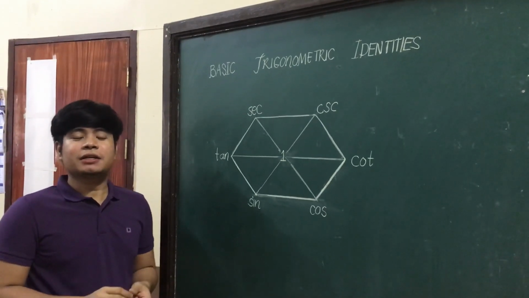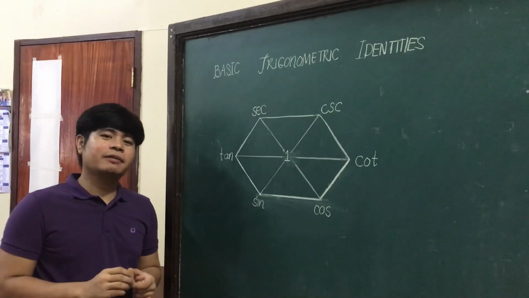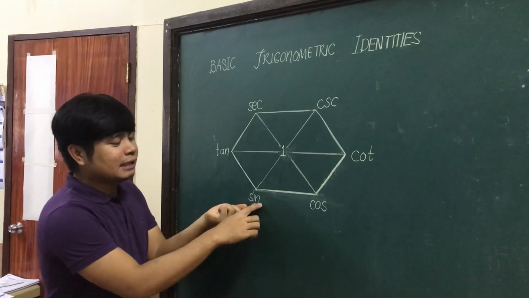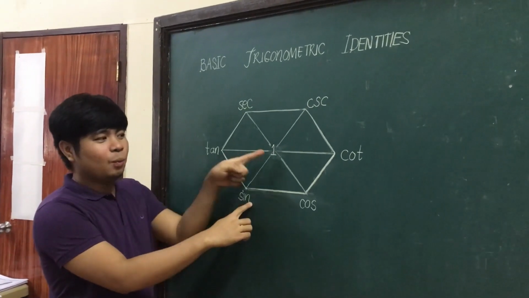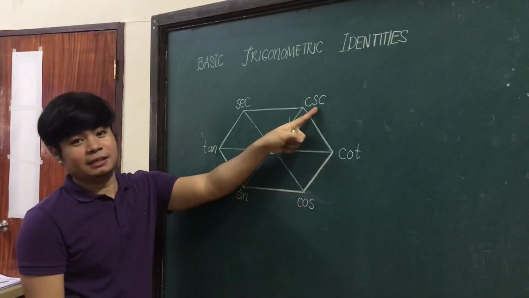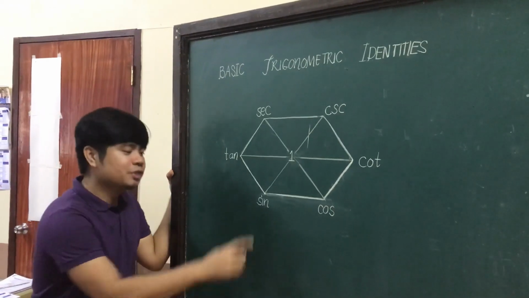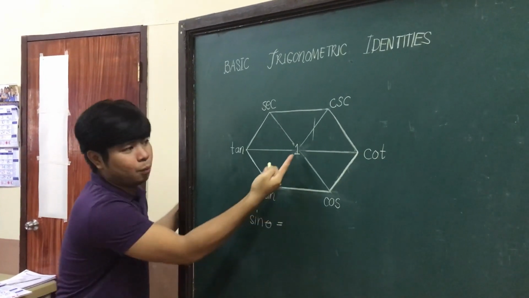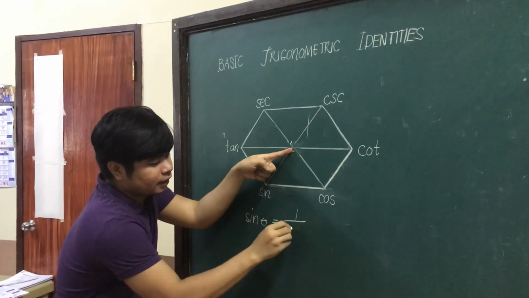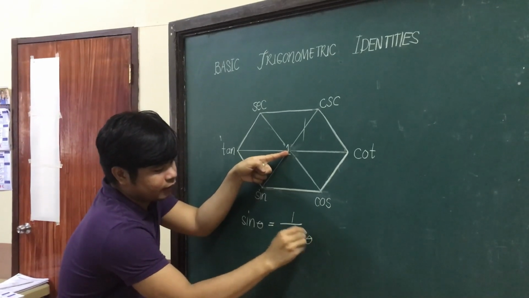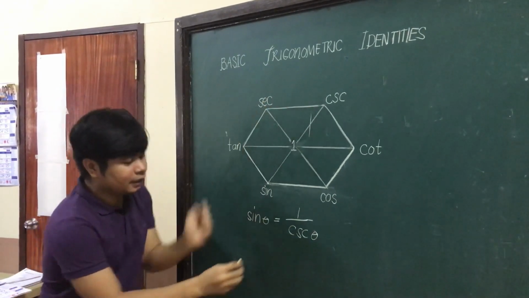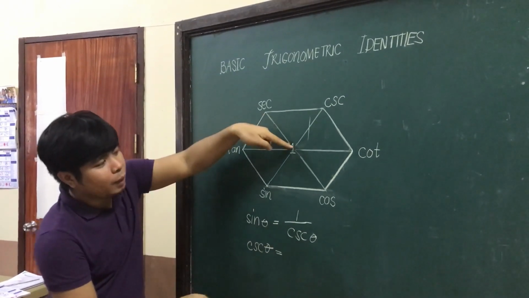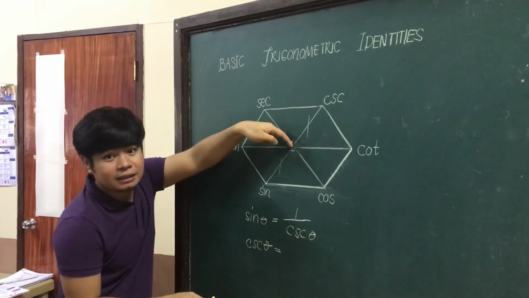So here are the basic trigonometric identities, and we are going to derive them all using the tangent, sine, cosine hexagon. So here, sine would mean that it is equal to 1 divided by cosecant. So it means to say sine theta is equal to 1 over cosecant theta. Okay? And cosecant theta will do the same. That will be 1 over sine theta.